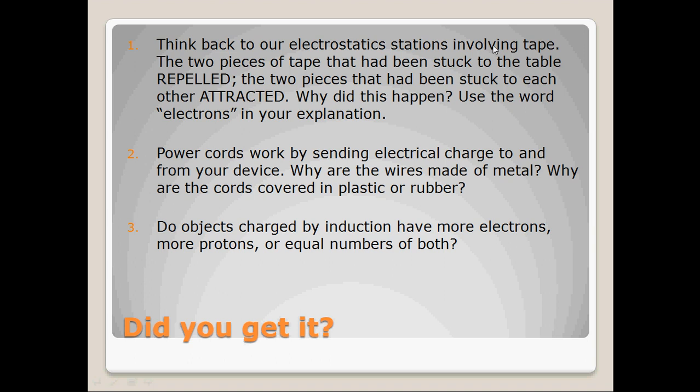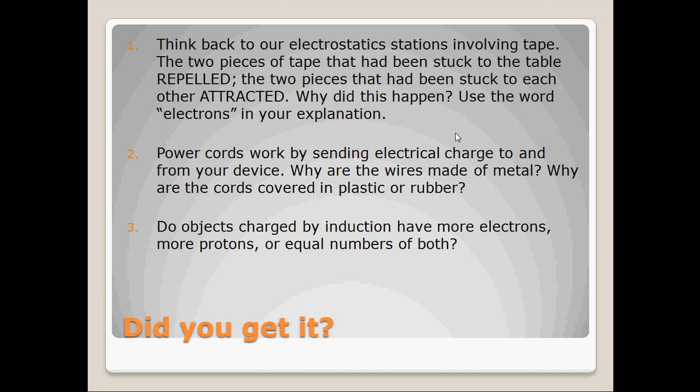First of all, think back to the 2 stations that involve Scotch tape. In one situation where we had the 2 pieces of tape on the table and then brought them together, they repelled. In the situation where we had both pieces of tape stuck together, they attracted. Can you tell me why?